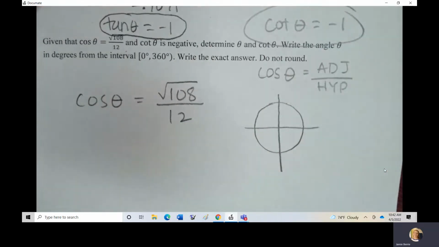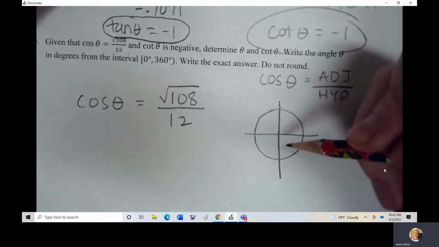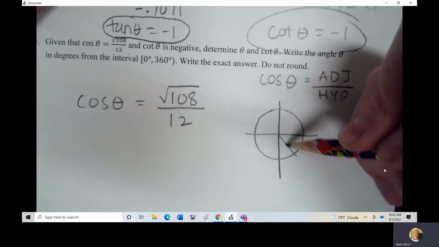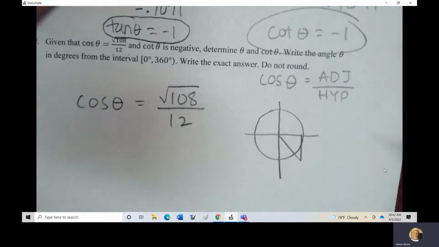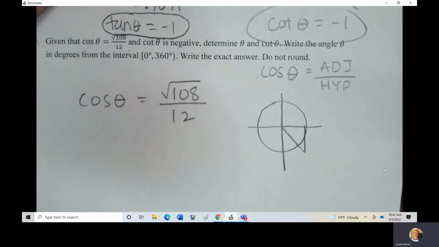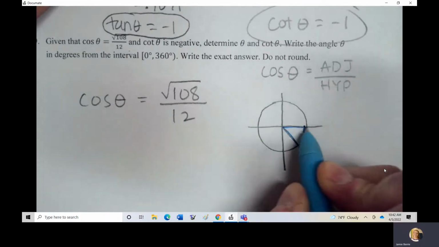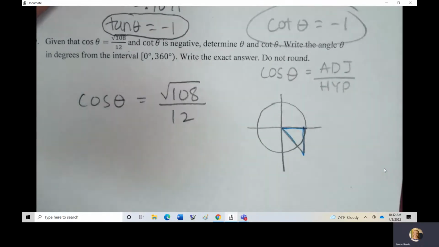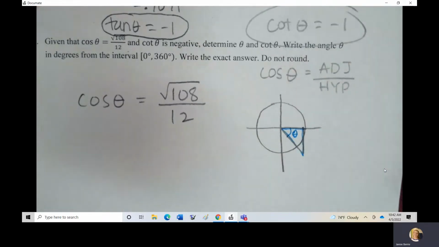All right. So we're somewhere down here. I'm going to draw, let's say here's our angle right here. I'm going to draw a little triangle. Then we're going to use the fact that cosine is adjacent over hypotenuse. There's our angle. We'll call that theta.